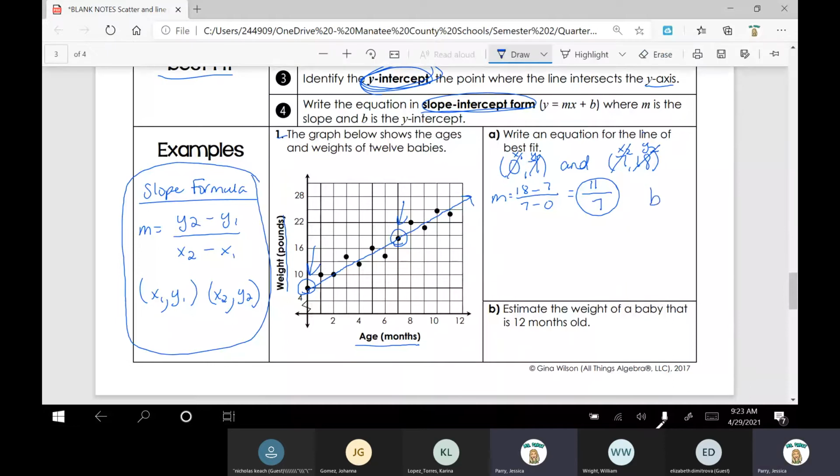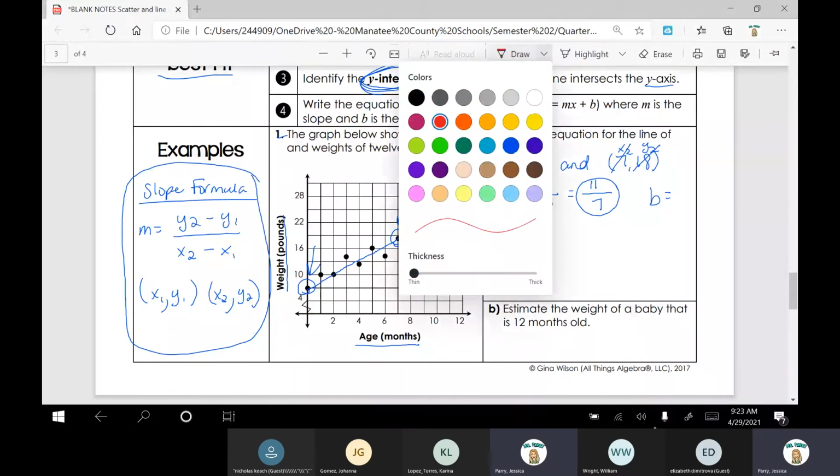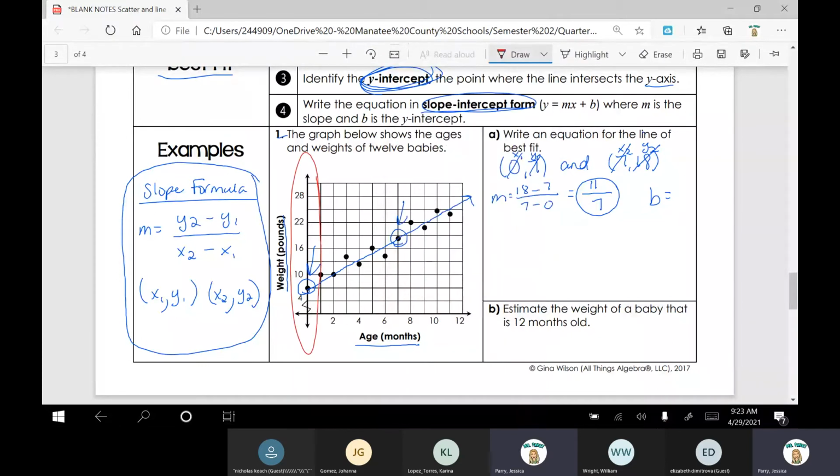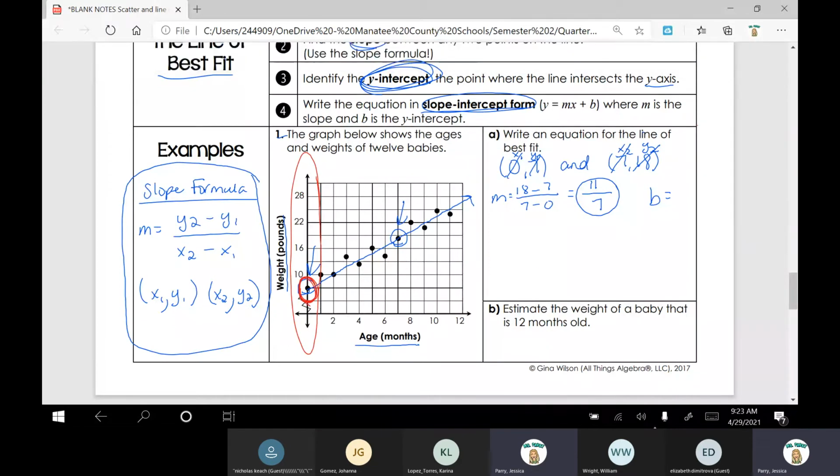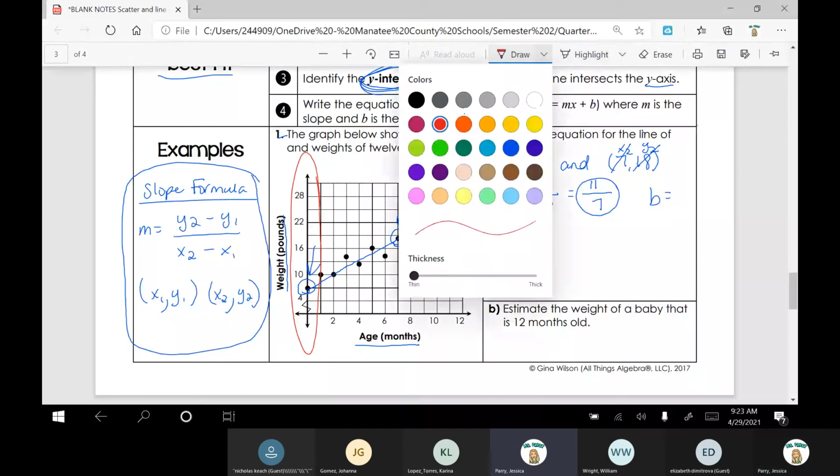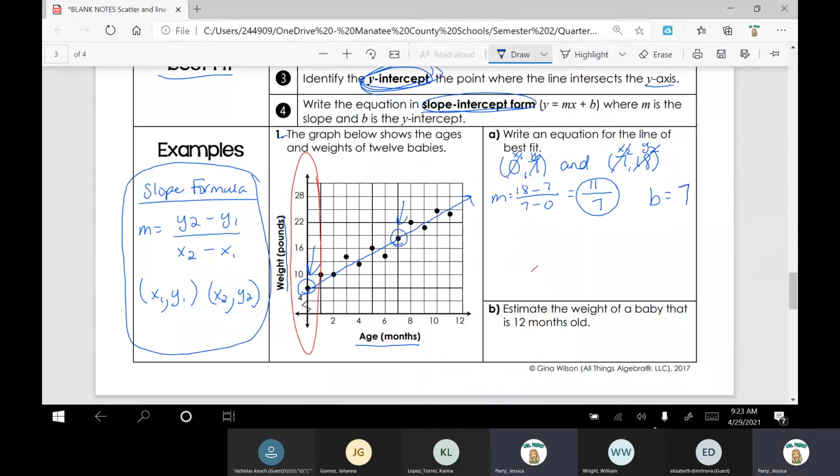And then we can identify b, our y-intercept. That's where our line crosses on the y-axis. I'm going to put a little red circle so you can see it here. This is the y-axis, and our point that crosses is here. We can see our y-intercept. It's crossing at, I covered over the numbers there, in between the 4 and 10, which ends up being 7.